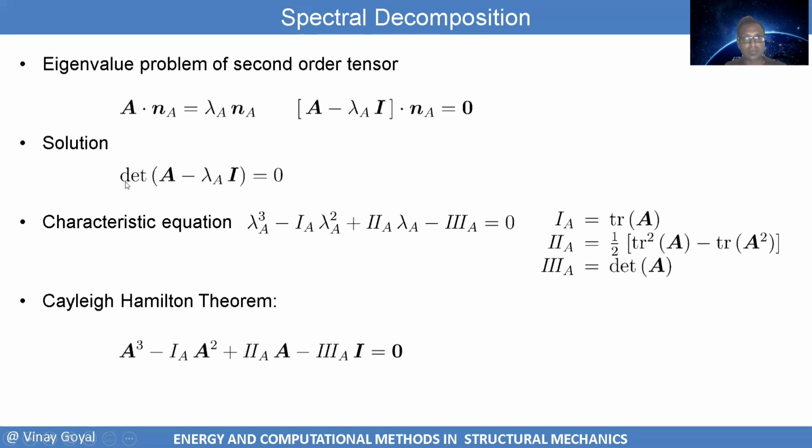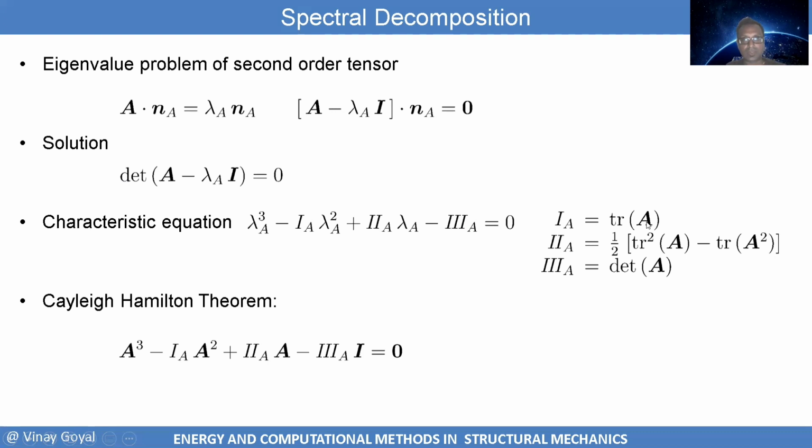So the determinant of this matrix right here, which is second order tensor A, 3 by 3, minus lambda times the identity matrix. If I find that determinant, I'll get a characteristic equation that looks like this. And the characteristic equation is going to have these coefficients I1, I2, and I3, which can be found here.